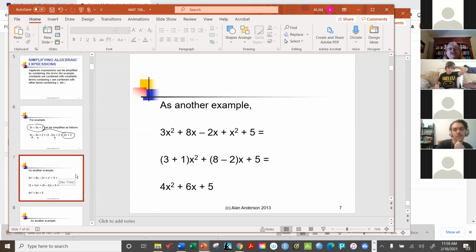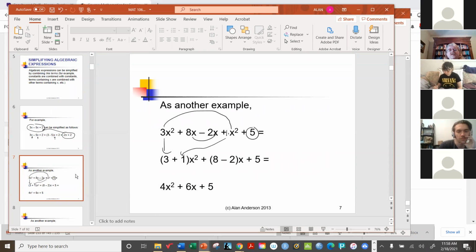What's happening here is that you've got these that belong together. These are like terms, and so are these. The constant here is just off by itself. We don't need to do anything with that one. So we've got 3 plus 1. Remember, there's an implied 1 here.